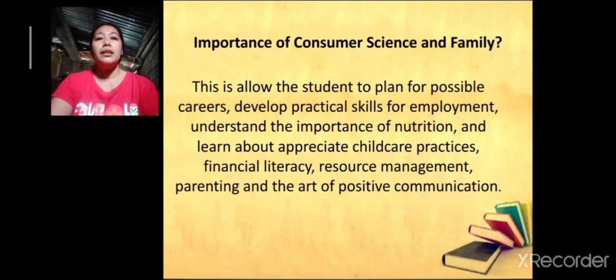The importance of consumer science is to allow the student to plan for possible careers, develop practical skills for employment, understand the importance of nutrition, and learn about or appreciate child care practices, financial literacy, resource management, parenting, and the art of positive communication.